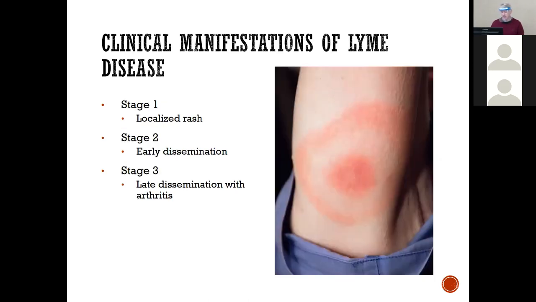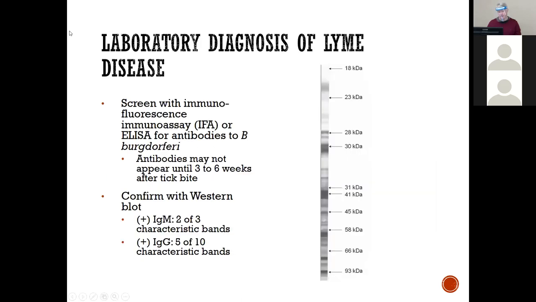This is the main sign for Lyme disease, erythema migrans. It's a target-like rash that looks like a bullseye. It's localized, early dissemination, late dissemination with arthritis. So there are stages of Lyme where it just goes from rash to debilitation. I mean, you can be debilitated by Lyme disease. So it's very important that we get treated if we have tick bites, and we definitely want to get treated if we test positive for antibody to Lyme.